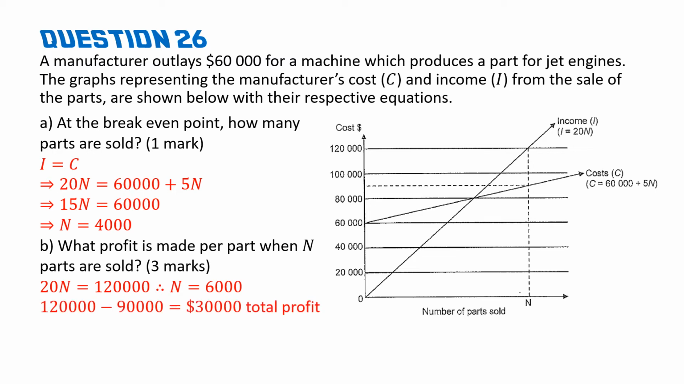So then if we've got $120,000 as our income, and we take away our $90,000, which is our costs, that's a difference of $30,000. So that's the total profit that we have made. The question says, what's the profit per part? All right, profits made per part when N parts are sold. So we've made $30,000 on 6,000 parts. So I want to divide my 30,000 now by 6,000 to work out that I've made $5 profit per part.